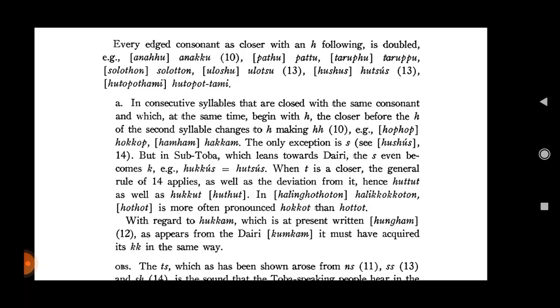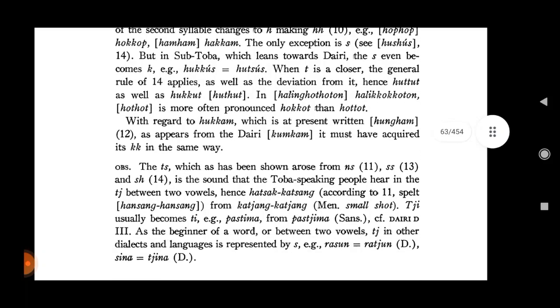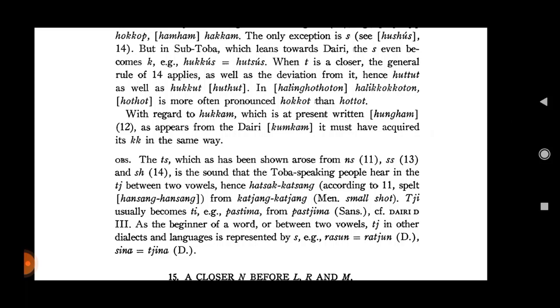hutopotami. In consecutive syllables that are closed with the same consonant and which at the same time begin with ha, the closer before the ha of the second syllable changes to ha, making ha. Example: hop, hokop, ham, hakam. The only exception is S, si husus. But in Subtoba, which leans towards Dairi, the S even becomes ka, e.g. hukus hutsus.